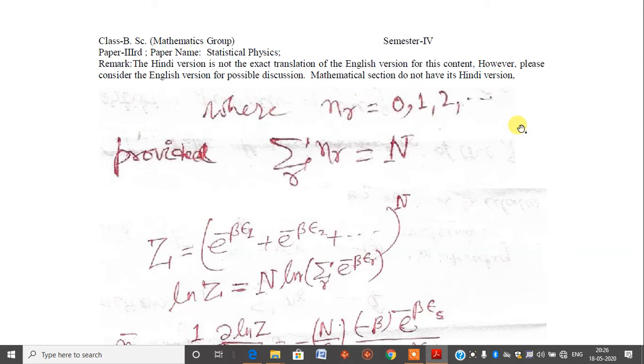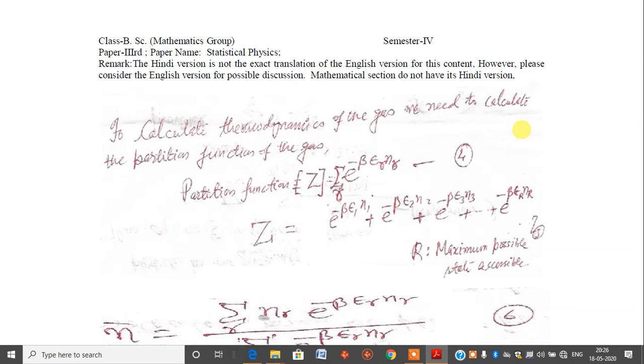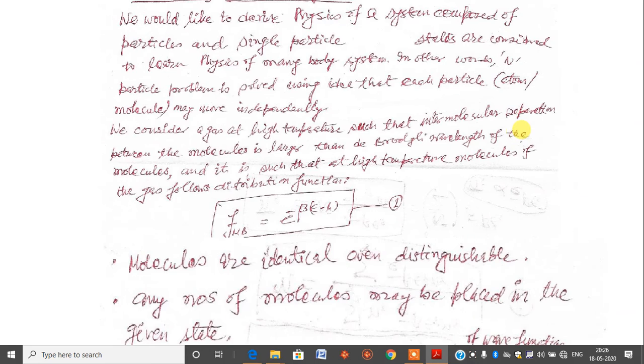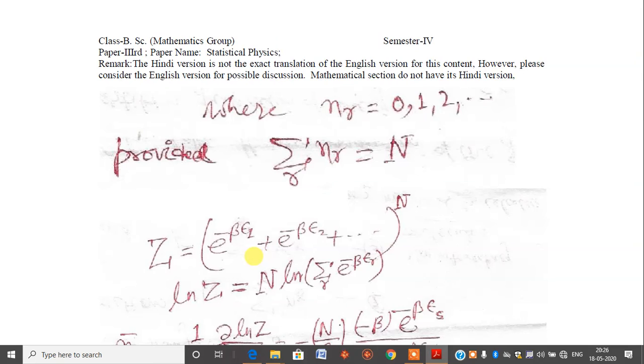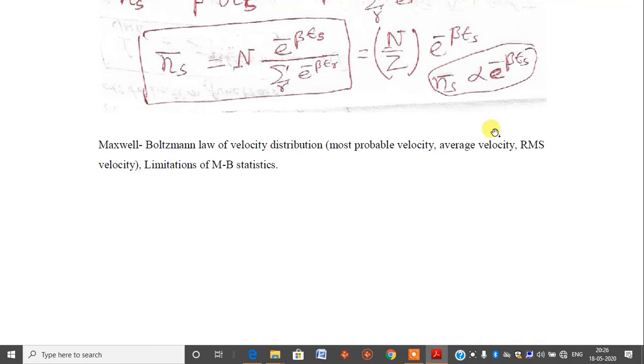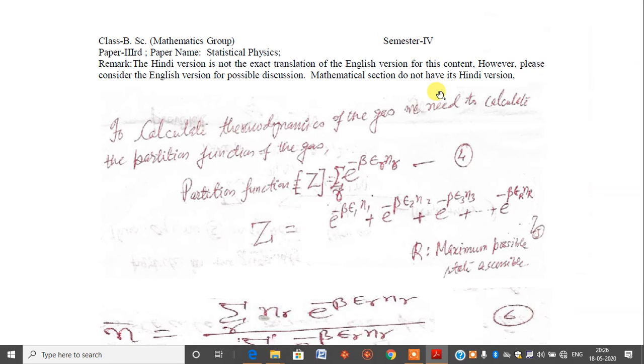That is what you have, the Boltzmann distribution function. That is equation number 1. So the probability of occupying any energy state at temperature T is nothing but proportional to e power minus beta epsilon s. So this distribution function is nothing but the Maxwell-Boltzmann distribution function. That is equation number 1.